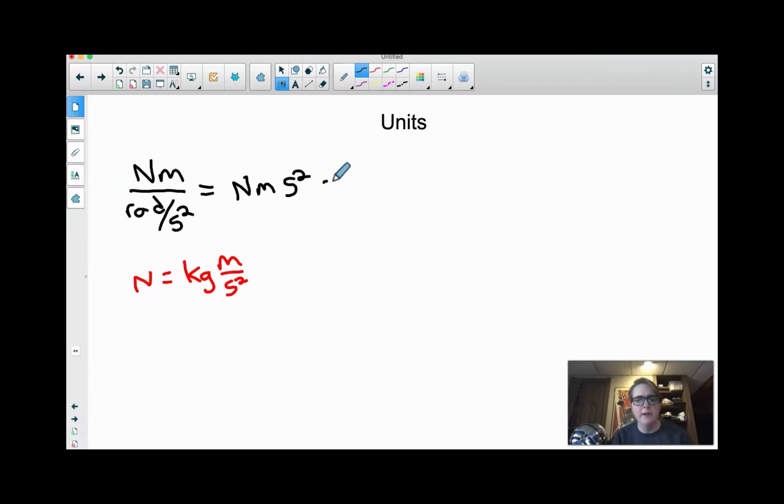So if I go back up here, instead of a newton, I'm going to write a kilogram times a meter per second squared, and then I have meters again, and then times seconds squared. So these seconds squared are going to cancel, and I end up with units of kilograms times meters squared for rotational inertia.